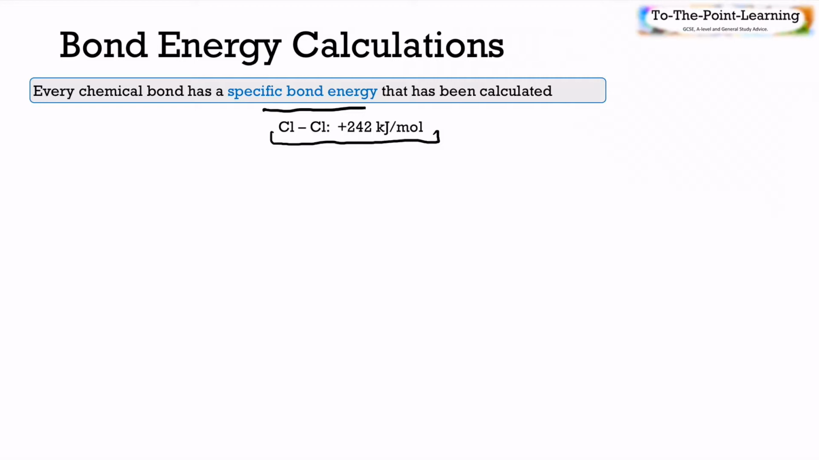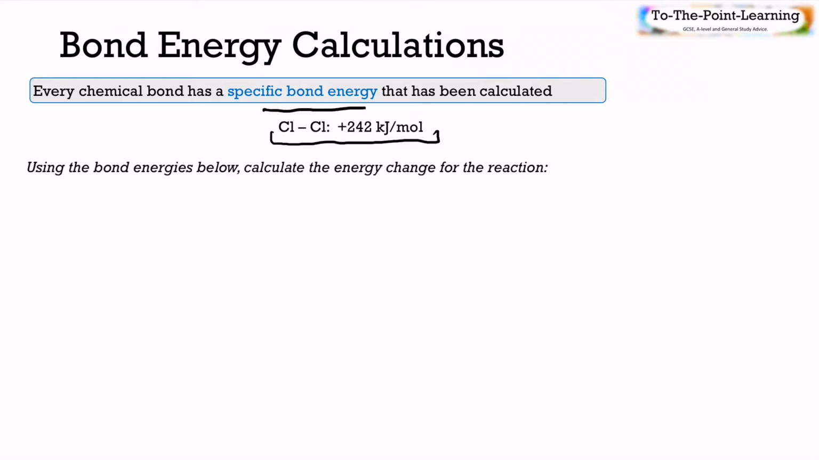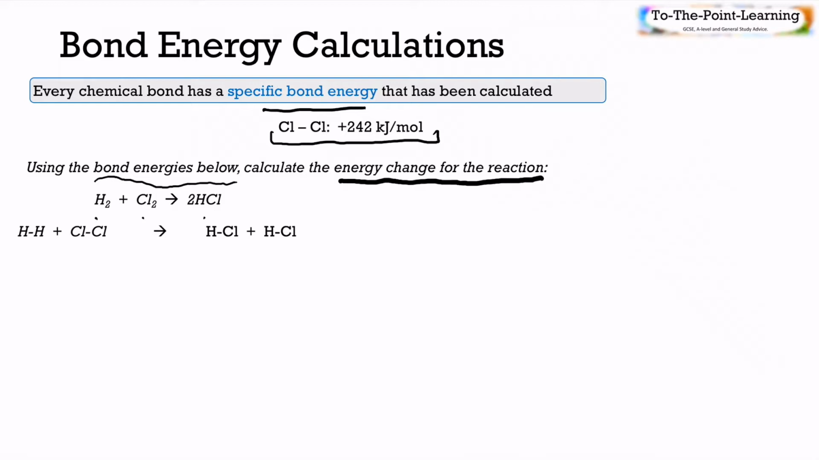Now, a good way to really understand how to do these calculations is just to go through a question. So that's what we're going to do. So using the bond energies below, calculate the energy change for the reaction. Okay? So this is the reaction here. We've got hydrogen reacting with chlorine to produce hydrogen chloride. Okay? That's all we need to know. But we also need to know what the bonds are in here. Okay? So we've got two hydrogens reacting together here to form one hydrogen bond, and two chlorines reacting together to form one chlorine bond.